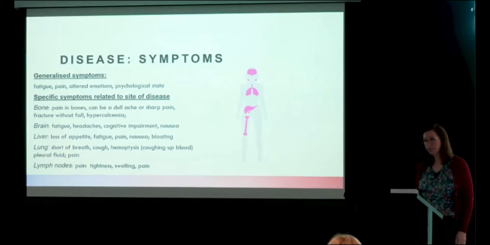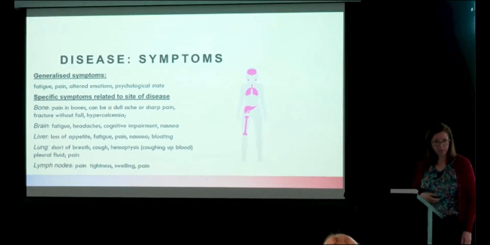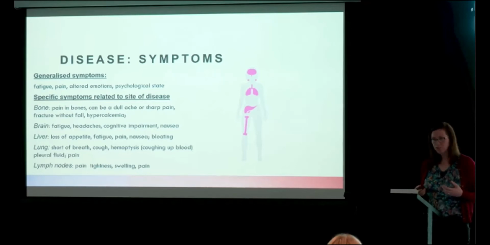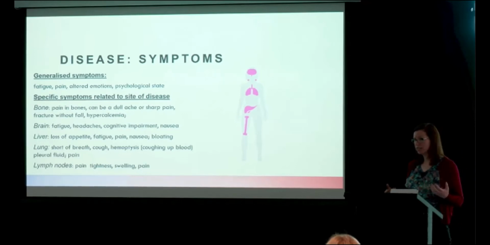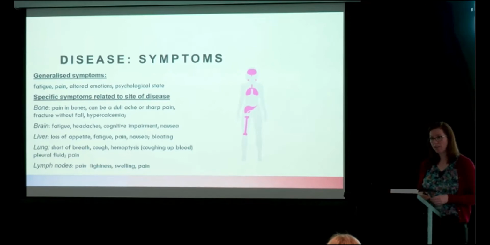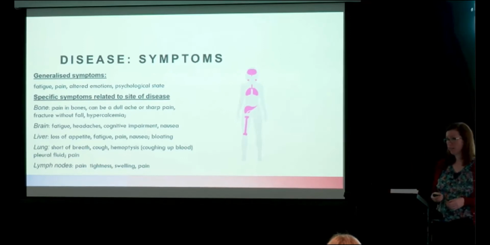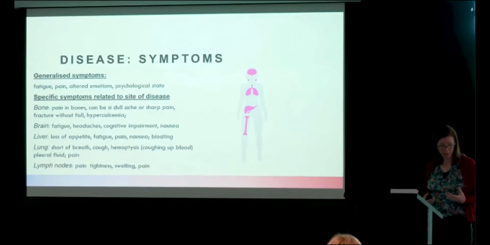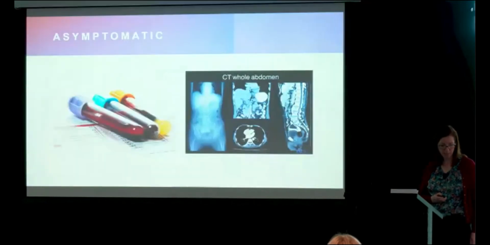If you have brain disease, you may feel very fatigued. You may have nausea associated with that. You may have headaches or cognitive decline. With liver disease, you may have a loss of appetite, feel bloating, nausea. Your lungs, obviously, some patients get lung disease and they'll become short of breath. They may cough up a little bit of blood. There's all sorts of things that can happen depending on where your disease is. And with lymph nodes, once again, you can have pain, fatigue, discomfort.